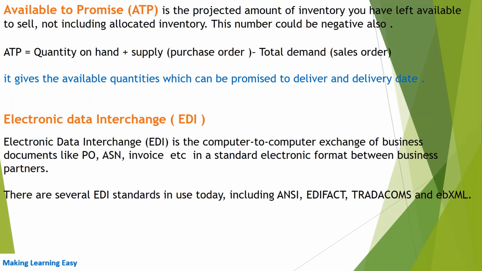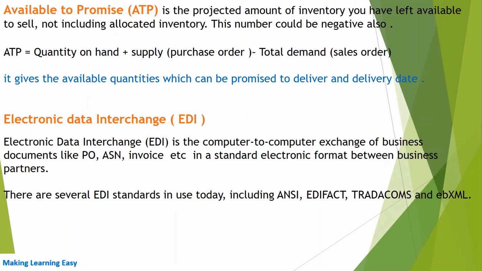What is available to promise, ATP? ATP is the projected amount of inventory you have left available to sell. It does not include the allocated inventory or allocated stock. This number could be negative if sales orders are more than your available inventory. So how can you calculate ATP?